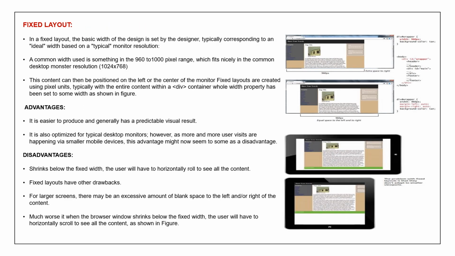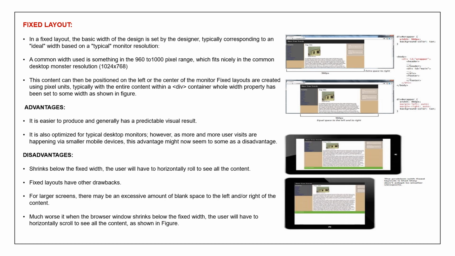Fixed layout. In a fixed layout, the basic width of the design is set by the designer, typically corresponding to an ideal width based on a typical monitor resolution. A common width is in the 960 to 1000 pixel range, which fits nicely on a common desktop. This content can then be positioned on the left or the center of the monitor. Fixed layouts are created using pixel units, typically with the entire content within a division tag container whose width property has been set to some width, as shown in the figure.